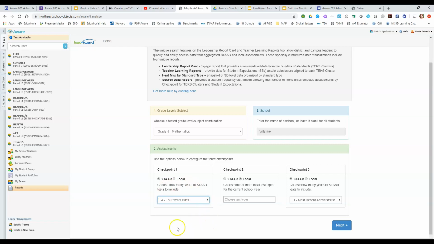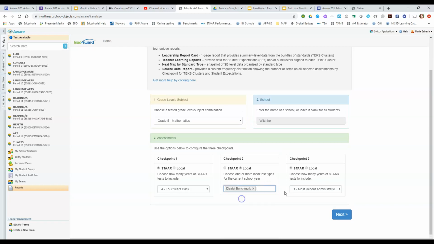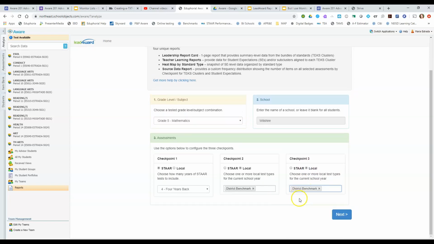And what that is going to do is, at the very least, populate 4 years worth of STAR data here, and I can choose to take out certain years if I wanted to do that. And then underneath local, if I click here, choose test type, it gives me all kinds of different options, and I'm going to populate 2 district benchmarks. Oops, I got to switch that to local, and then switch it to district benchmark.